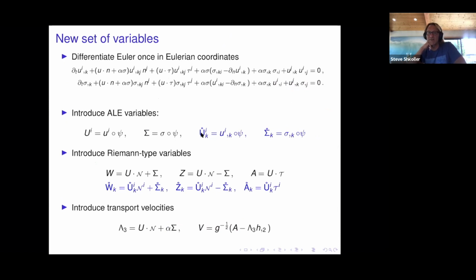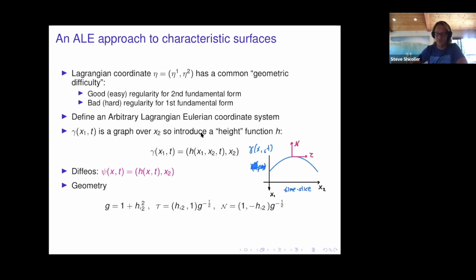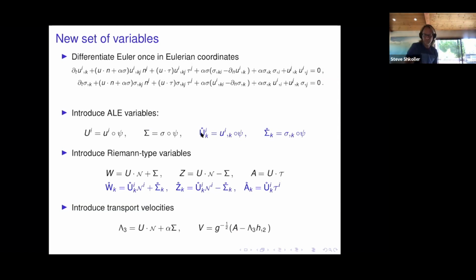You have to set up a new set of variables. Just to remind you, I'm sorry for the scrolling, the goal here is to find the analog of this nice set of Riemann type variables. Except instead of using eta, we're going to use psi, which has the same shape as eta, but removes a certain difficulty. Now the geometry, meaning the normal, the tangent vectors, the metric, they already have one derivative of the velocity and the sound speed.